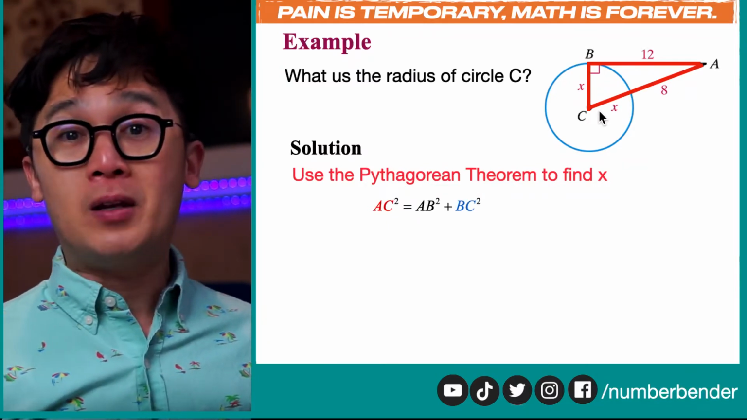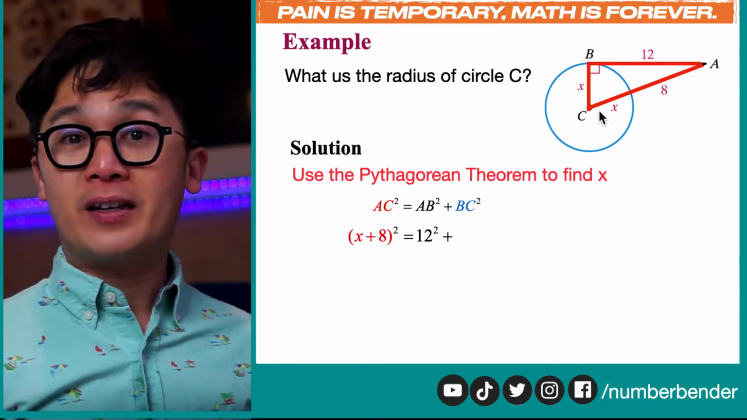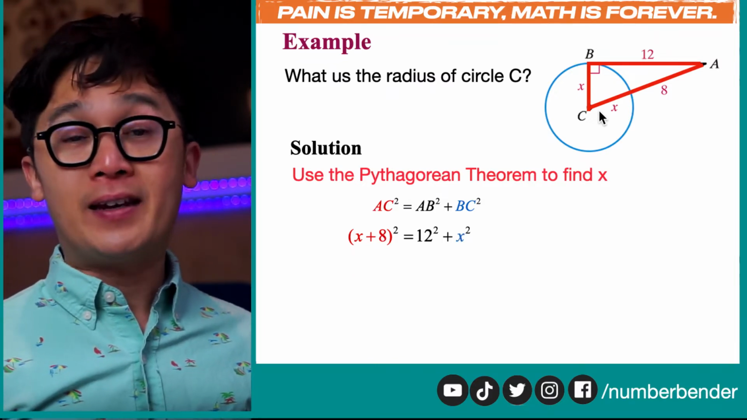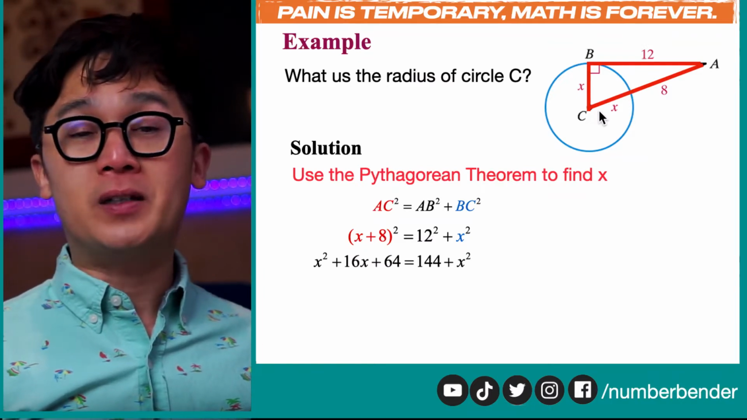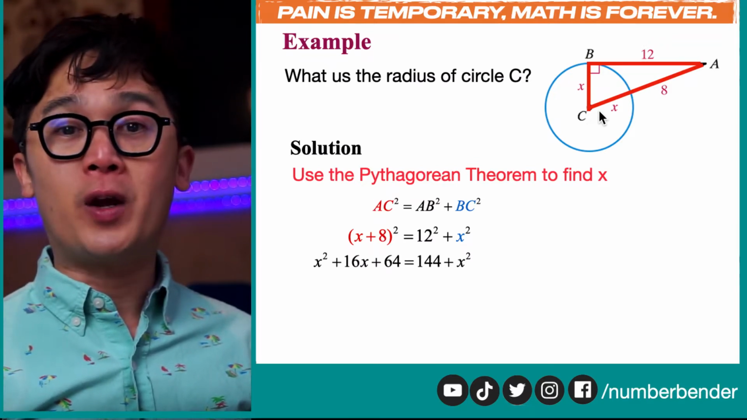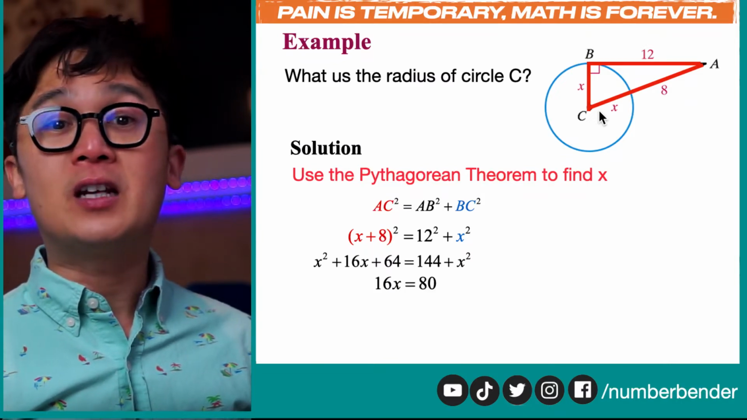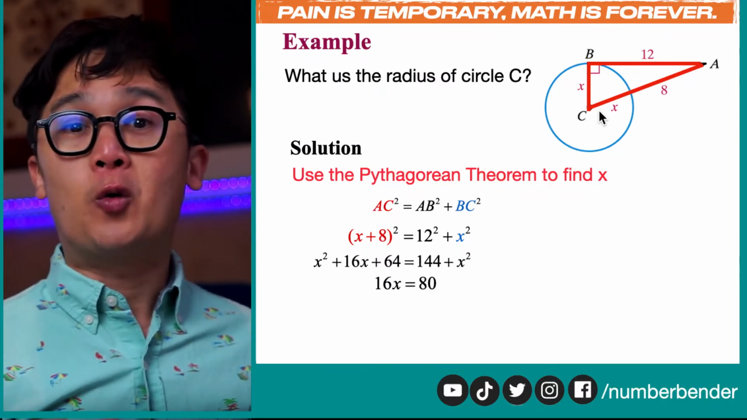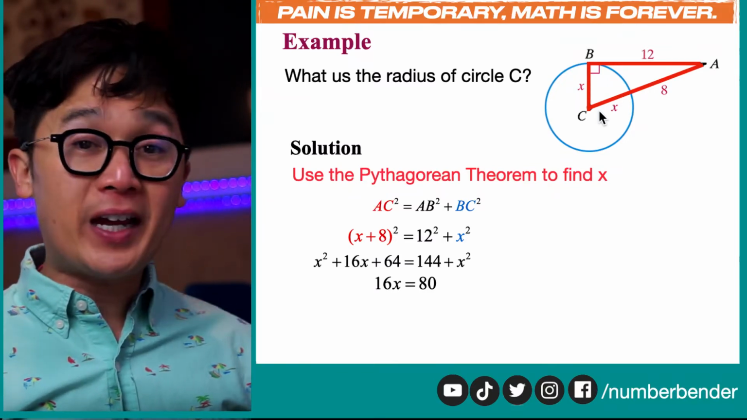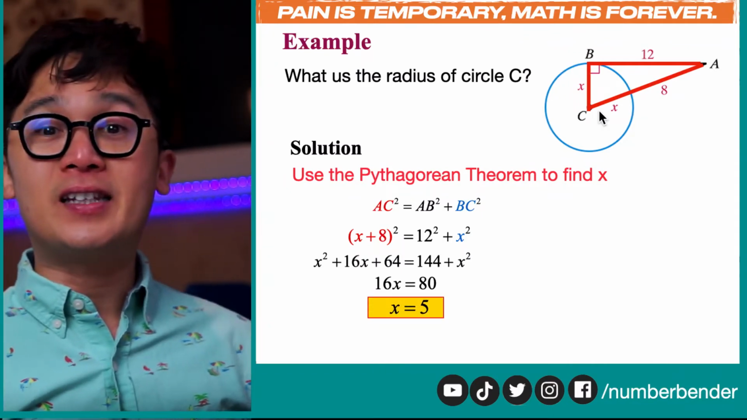So now that we have established our Pythagorean theorem, we know that AC squared is x plus 8 squared. We know that AB squared is 12 squared. And we know that BC squared is x squared. We expanded x plus 8, which gave us x squared plus 16x plus 64 equal to 144 plus x squared. And by equating it to 0 and combining like terms, we'll have a quadratic equation that will look like this. So we cancel out the x squared, and now we have 16x equal to 80. And by dividing both sides by 16, we know that the value of x is equal to 5.